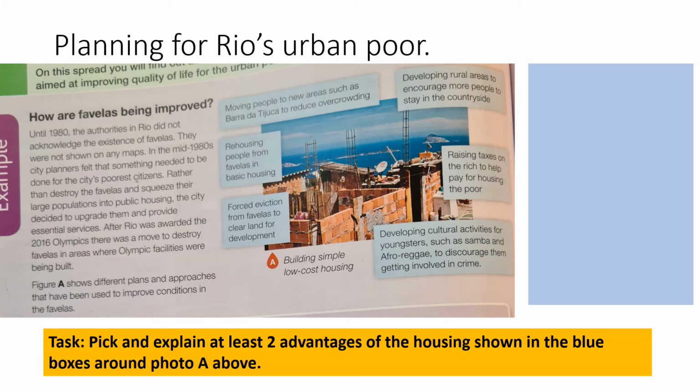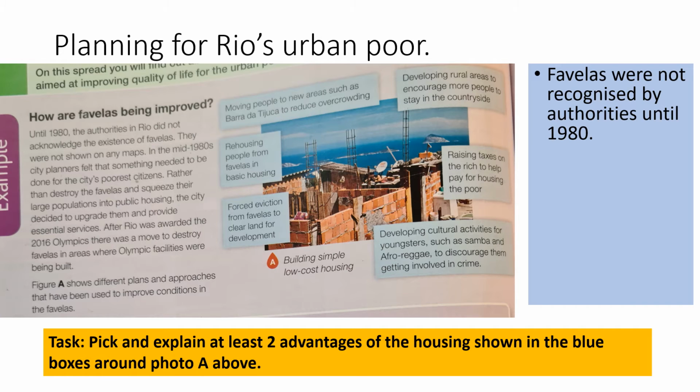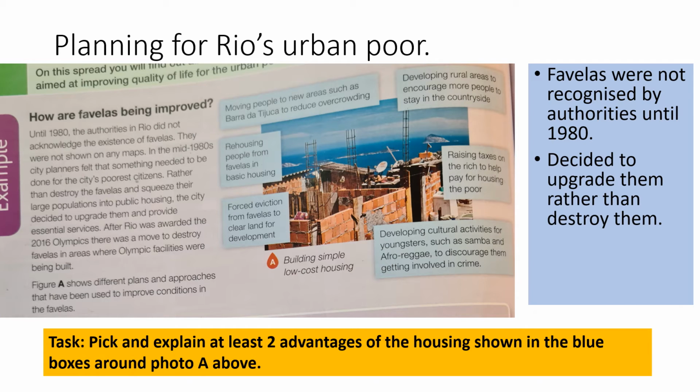We're now going to have a look at what planning has been done for Rio's urban poor. Now, it's important to know that up until 1980, the favelas were not recognised by the authorities. They refused to acknowledge their existence and didn't even draw them on maps. I suppose that way they don't have to do anything or try and solve any of the problems that arise from them.